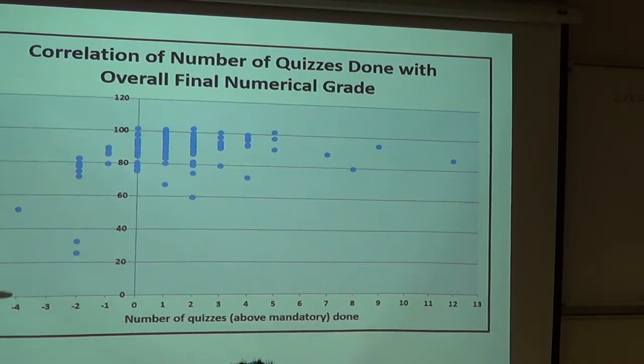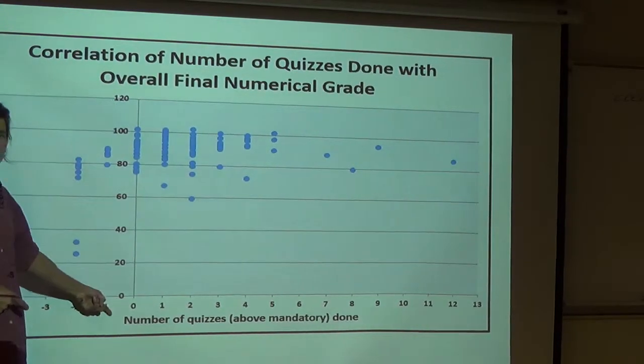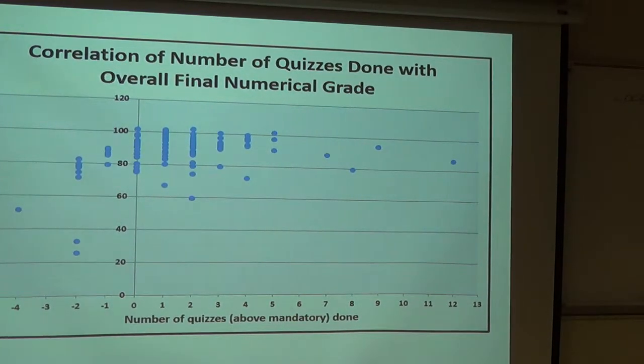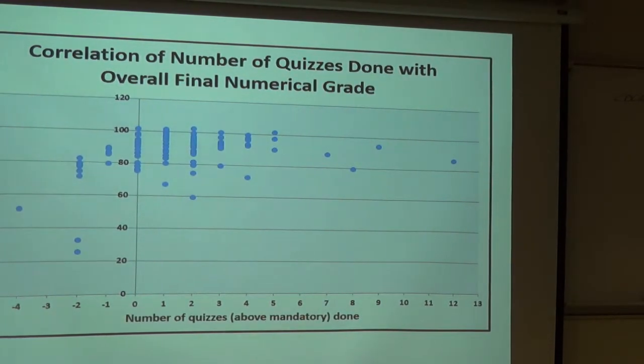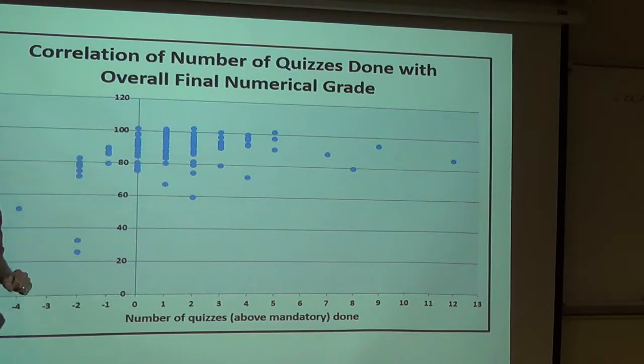Nobody did fewer than 6, which I guess is a good thing. That person didn't do so well. But so that's the correlation, right? The correlation is this is the class averages at the end of the course, from 0 up to 100, a little bit over 100 for some people, because you can go over 100. More on that as we go through the course. What do you notice about the number of quizzes above mandatory and grades? Do you notice anything? Please tell me what you notice.